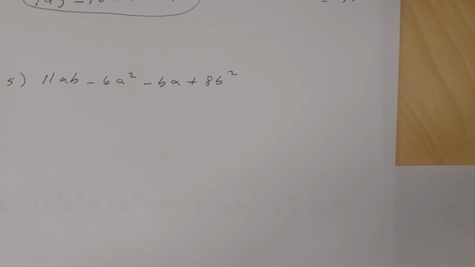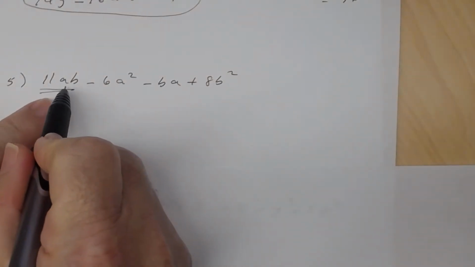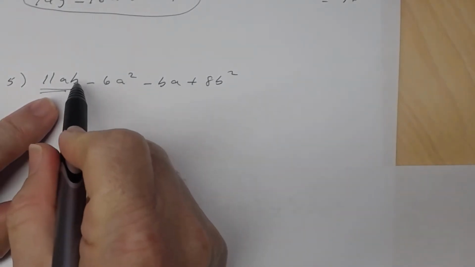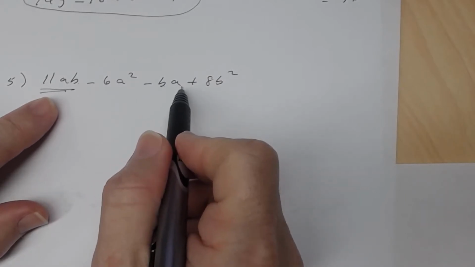Okay, number 5. Again, let's start with the first one. AB, is there a term that I can combine it with? In other words, do you see another AB anywhere? The answer is yes, right here. AB and BA. All right, so their multiplication is commutative.